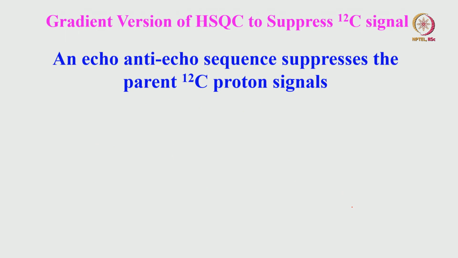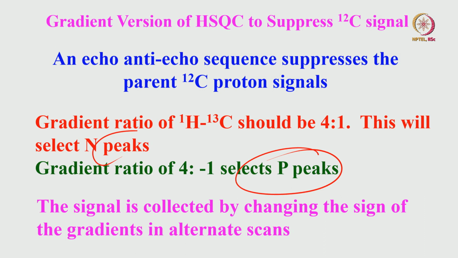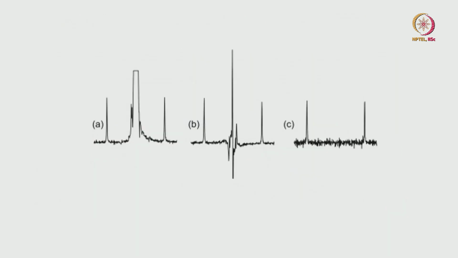And when we do this experiment, it is called the echo anti-echo experiment. We select N peaks once, and P peaks the other time. When we do this experiment, applying the gradient once 4:1, once 4:-1, that means we select the N peak and the P peak. It is called the echo anti-echo method. We collect the signal by doing this and do the coding.